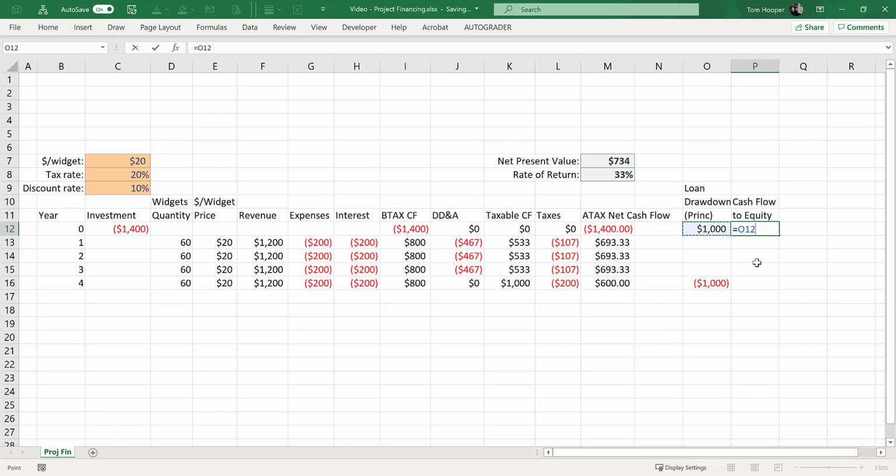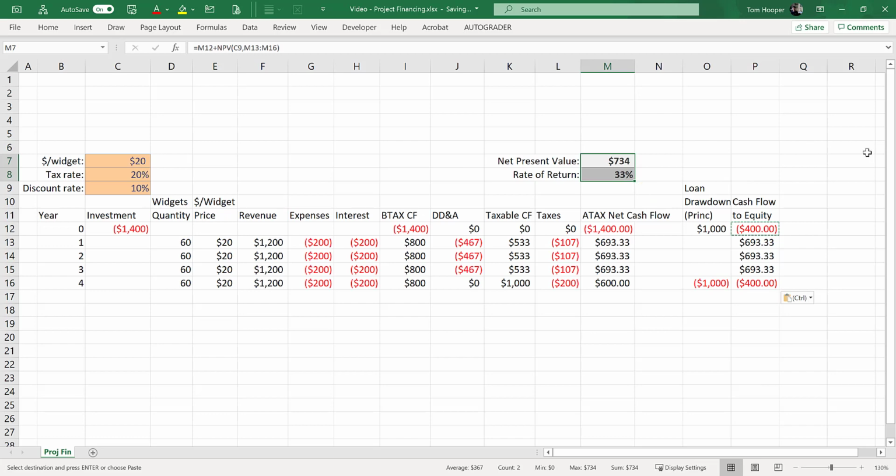So in that first year, instead of having to come up with $1,400, we'd only have to come up with $400. And then if I copy that down in subsequent years, the cash flow to equity would look just like the net cash flow to the project. But keep in mind, this is now burdened with the $200 of interest. In the last year, we'd have to pay back the principal amount. So while the project is seeing a positive 600, equity has to pay back the full principal amount, so it sees a negative 400.